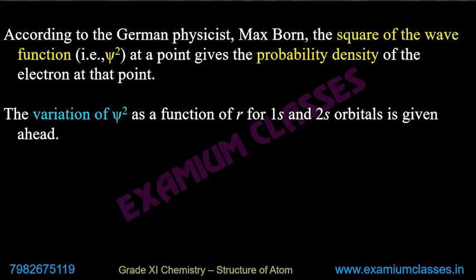Electron density is given by the square of the psi function, which is the wave function. The wave function given by Schrodinger was psi. The square of that gives us the probability density, meaning the probability of finding an electron in that region. Now, variation of psi square with respect to r.